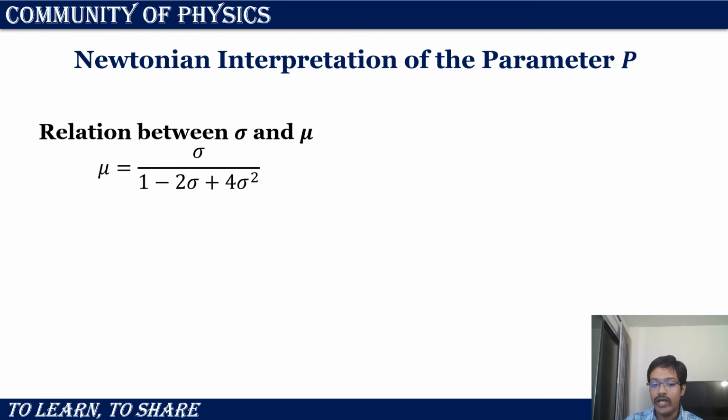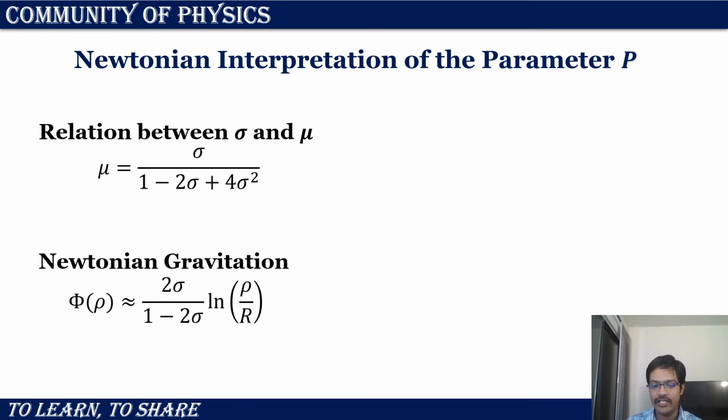If we calculate the Newtonian gravitational field, meaning the Newtonian gravitational potential basically, for this mass density, we get approximately 2 sigma over 1 minus 2 sigma log of rho over r, where r is the point where we have taken the potential to be 0.